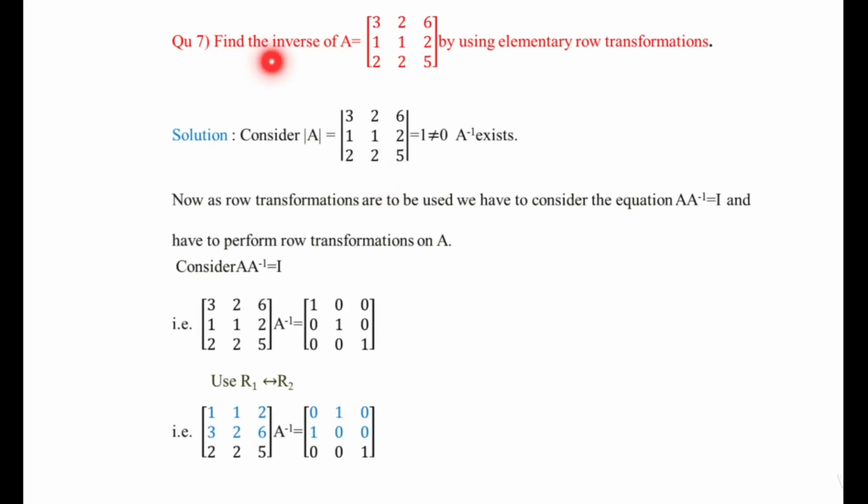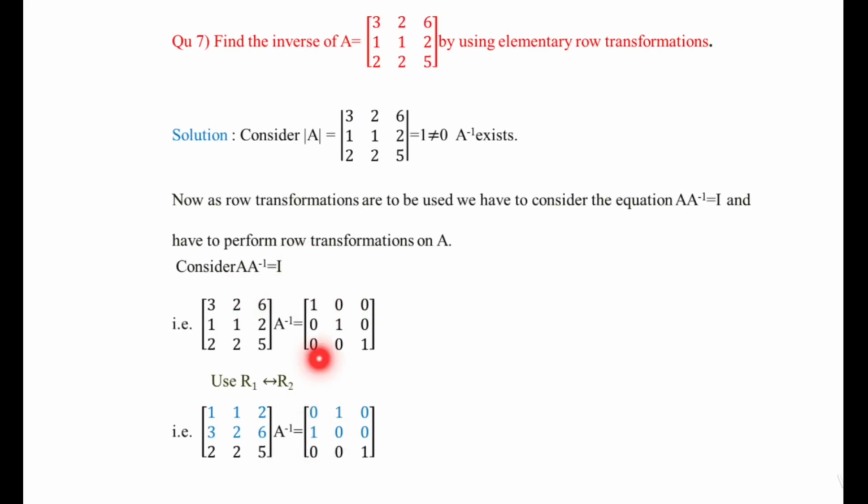Question number 7. Find the inverse of A by using elementary row transformation. So here we have to find the determinant of the given matrix first. That we get 1, which is not equal to 0. That means this matrix is invertible. That means we can find the inverse of matrix A. Then you have to write A into A inverse equals I. Then substitute the value of matrix A and the identity matrix I.